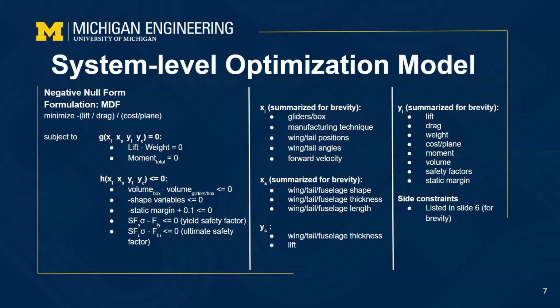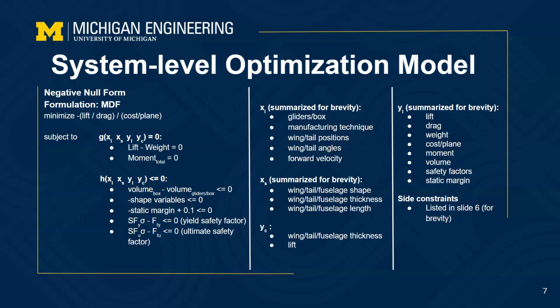Here is the negative null form of our system. The formulation is MDF. There's not a lot of new information here. The most important new thing is the YC variable. These are the variables that actually get passed between subsystems. This is our wing, tail, and fuselage thicknesses. Those are passed from the structural subsystem into the aero and the shipping subsystems. And then the lift from the aerodynamic subsystem is passed back into the structural subsystem so that it can do calculations on what the bending moment will be.